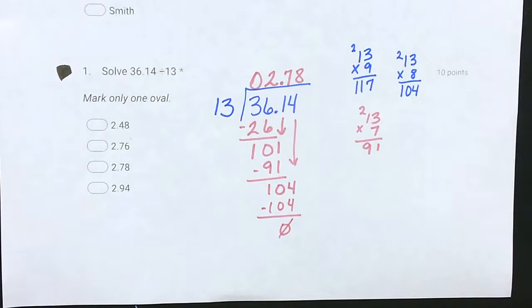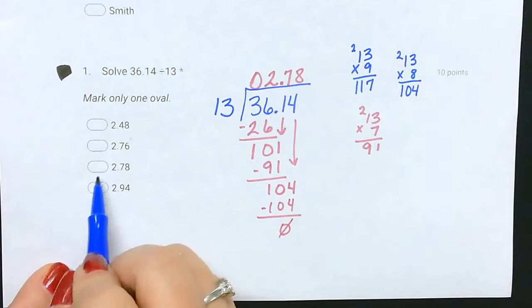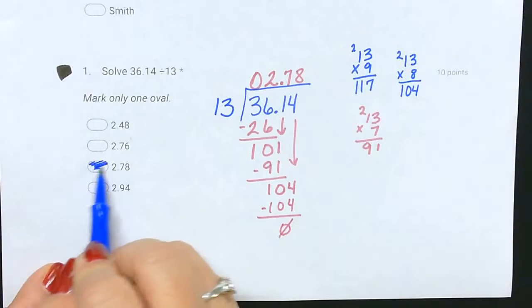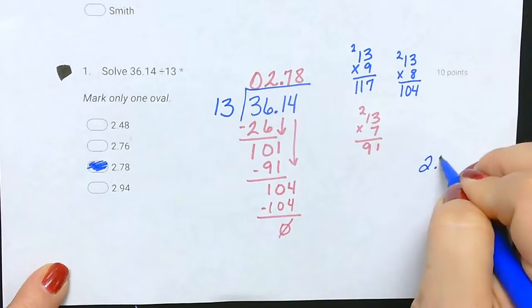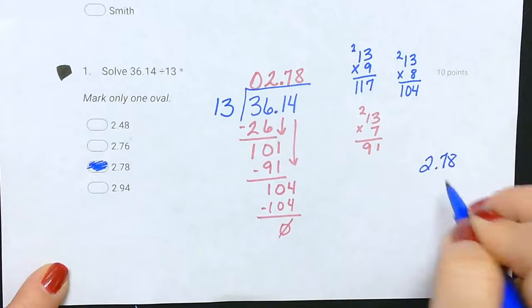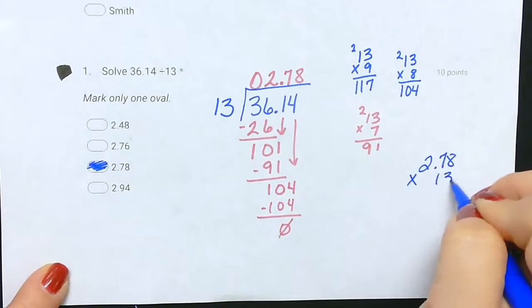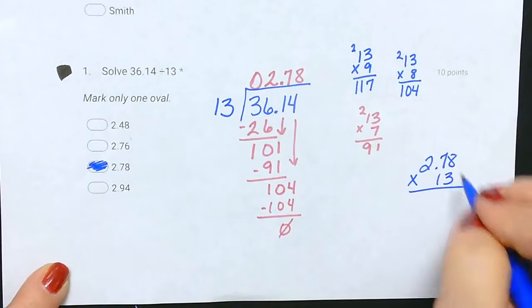I don't need to add a 0 and bring it down to keep going. So my answer is 2.78. And if I wanted to check that, I would take 2.78 times 13 and work that out.